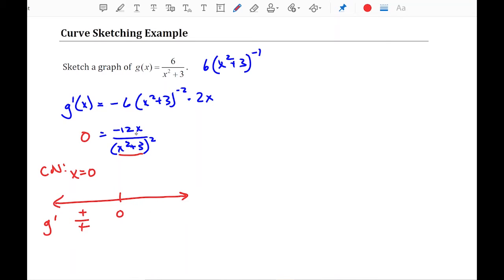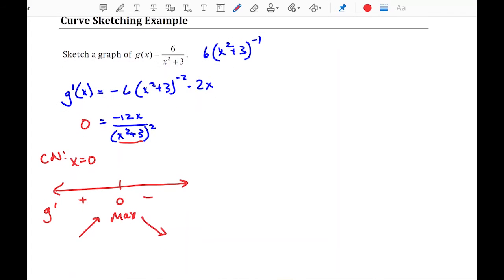And on the other side, when I plug 1 into the numerator, I get negative 12. When I plug 1 into the denominator, I get a positive. So I know that I have a negative slope. So let's just simplify that to positive on the left of 0, negative on the right of 0. And now I know that since my graph goes from increasing to decreasing, that 0 is a max.